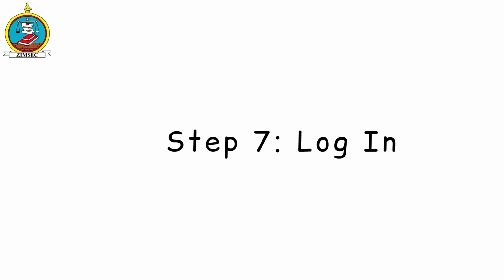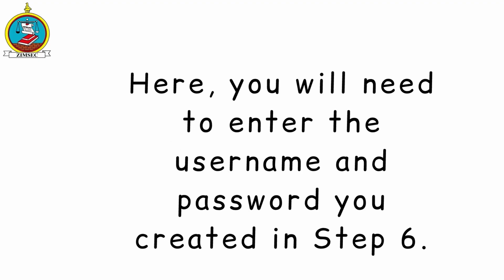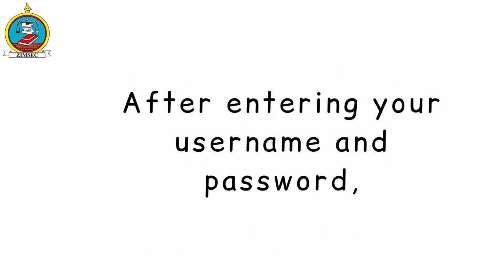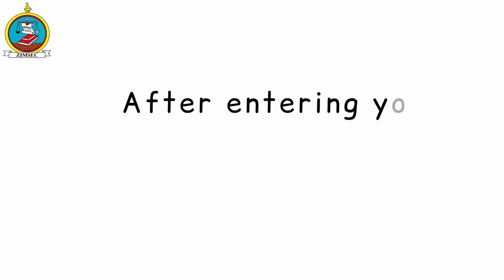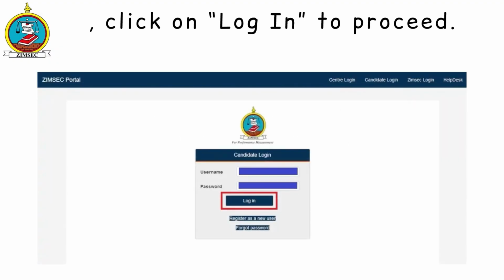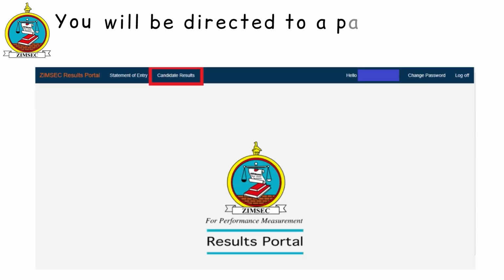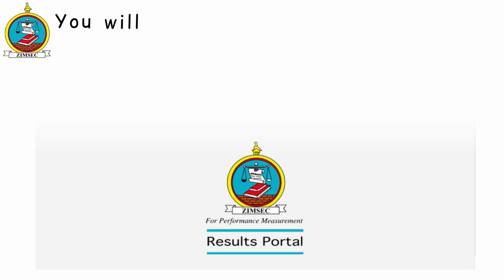Step 7, log in. Here you will need to enter the username and the password you created in step 6. After entering your username and password, you click on log in to proceed, and you should have a page exactly like this one. After you click on login, the ZIMSEC results portal will open, and you will be directed to a page that looks exactly like this one, written results portal.